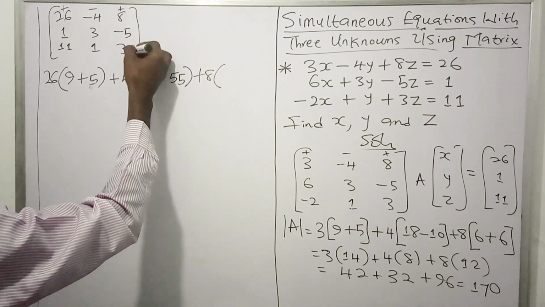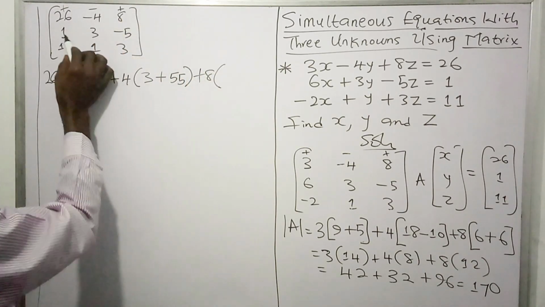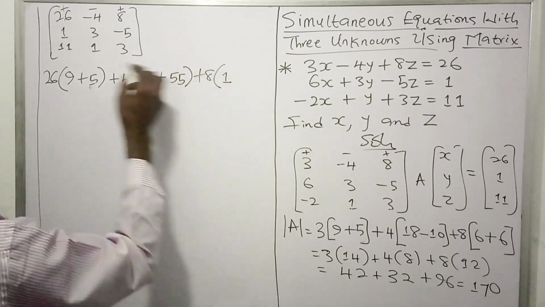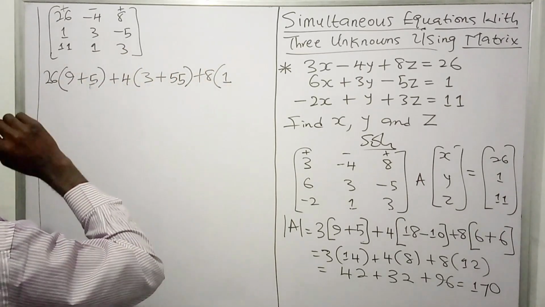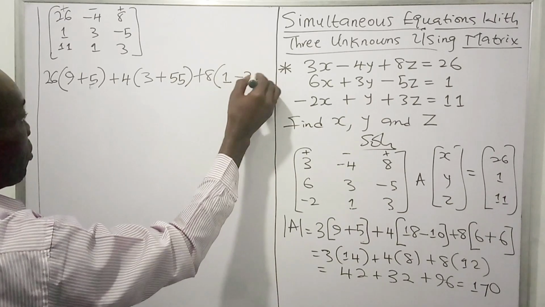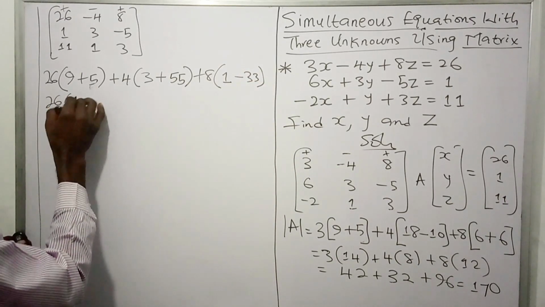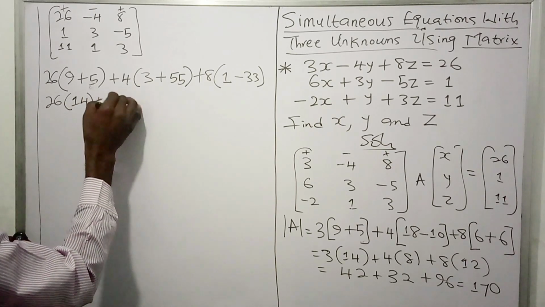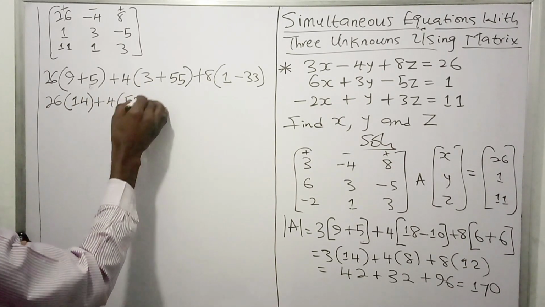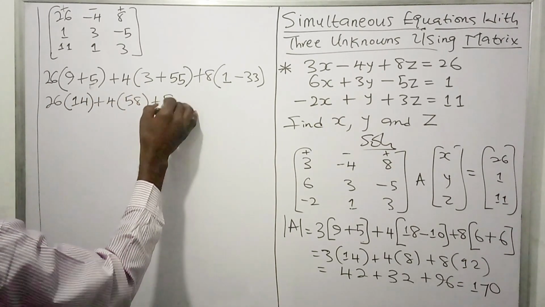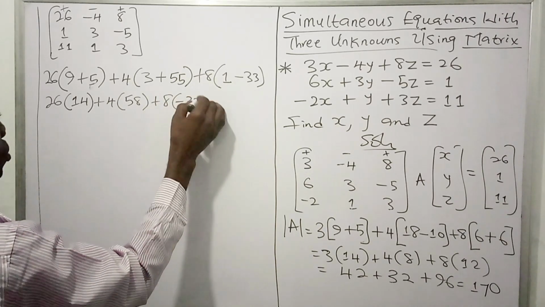Okay, so we close this column and close this row. So 1 times 1, that's 1. Then 11 times 3, that's 33. So we have minus 33 here. Okay, so this gives us 26. And here we have 14 plus 4. Here we have 58 plus 8. Here we have minus 32.